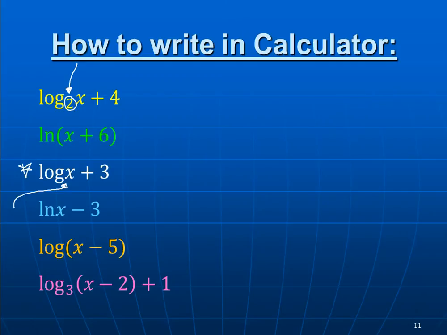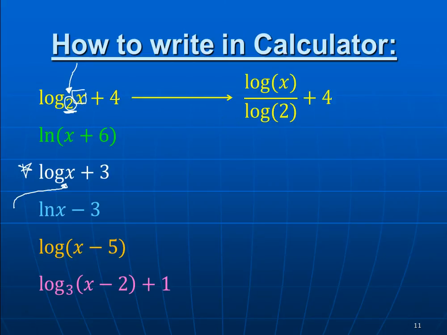That's the second thing you've got to think of. So log of, which one goes on top? Log of x, and then your base is on the bottom, over log of 2. And to answer that second question, the 4 goes on the outside. So typing it in your calculator, this is how you would type it in: log of x on top, log of 2 on the bottom, plus 4 on the outside.